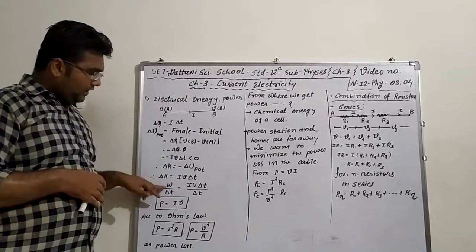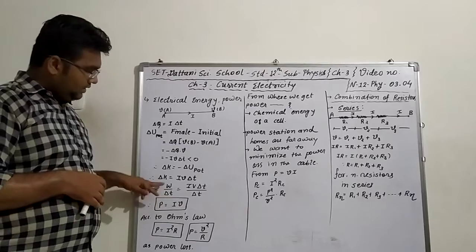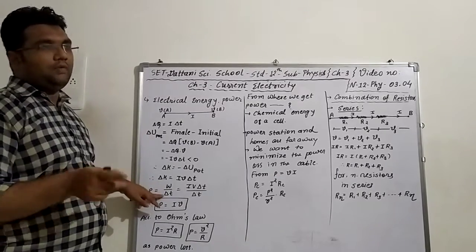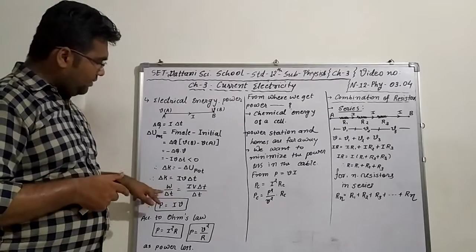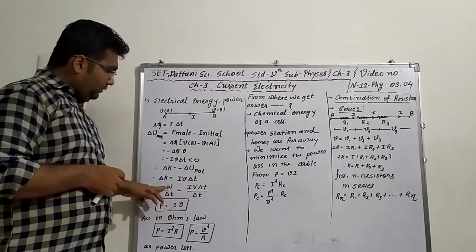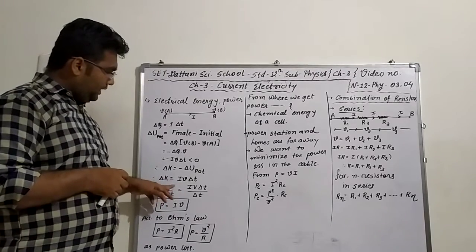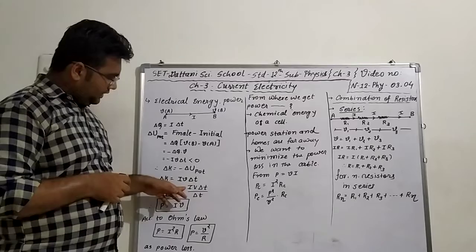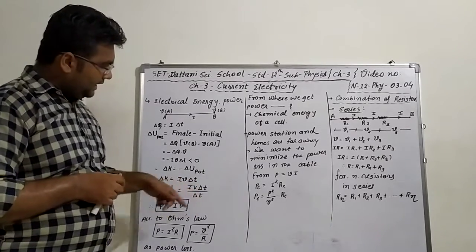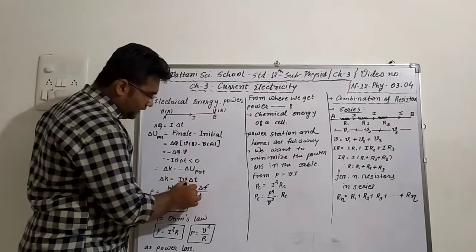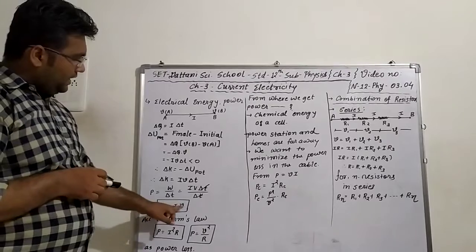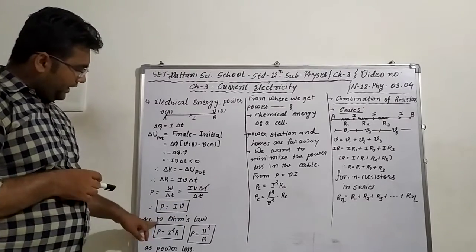Power equals work upon time interval. Work done per unit time is called power. Ability for doing work is also called power. So if we put the value of work, which is IV delta T, upon delta T, delta T will be cancelled and we get the formula of power, P equals I into V.